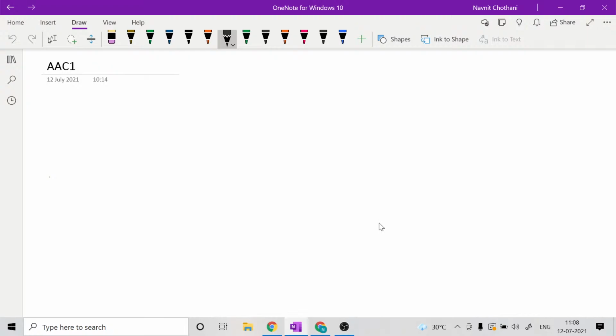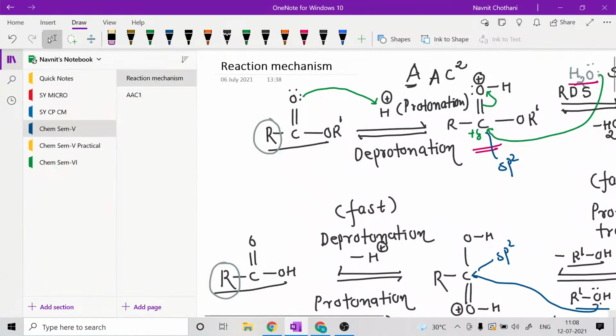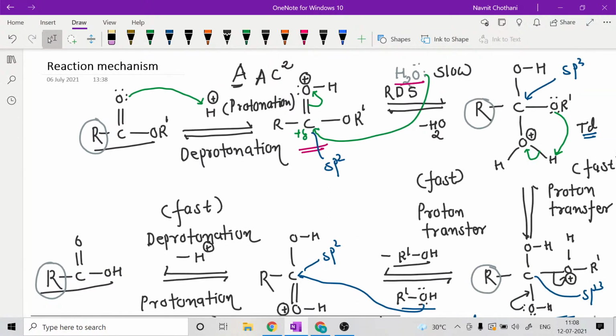So let's continue with this topic, that is AAC1. Before discussing this AAC1, let's quickly revisit AAC2. And that is acid catalyzed acyl oxygen bond breaking bimolecular. So this is an ester hydrolysis. It is acid catalyzed, and during this hydrolysis, the acyl oxygen bond is broken, and it is a bimolecular reaction. This reaction we have discussed in detail in the previous lecture.